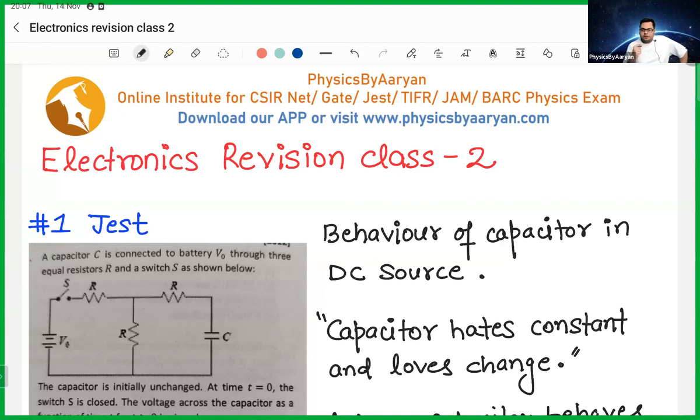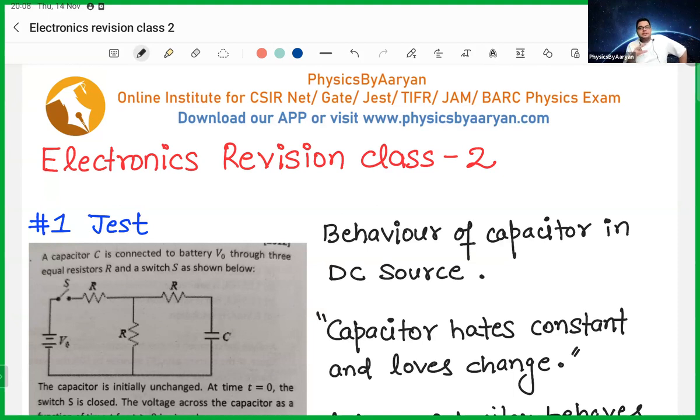So we are revising electronics from 7:30 to 9 p.m. daily. What we did yesterday is the basic electronic circuits in which only resistors were there. But today we are going to focus on capacitor circuits, the circuits which also involve capacitors, and how to solve such problems.